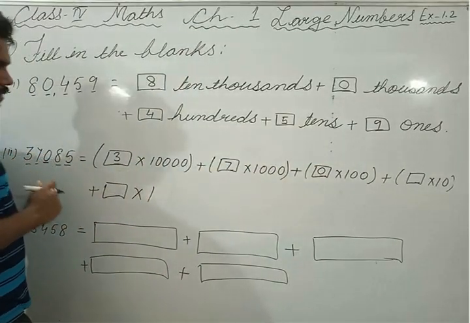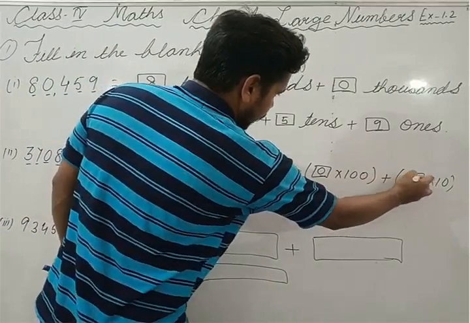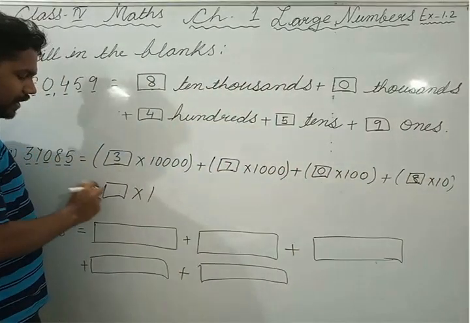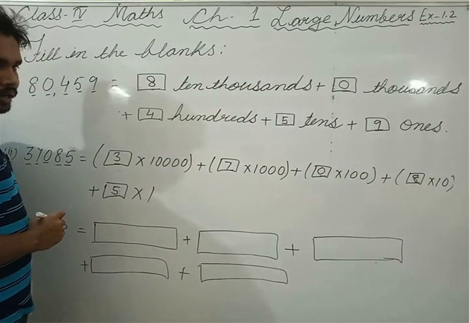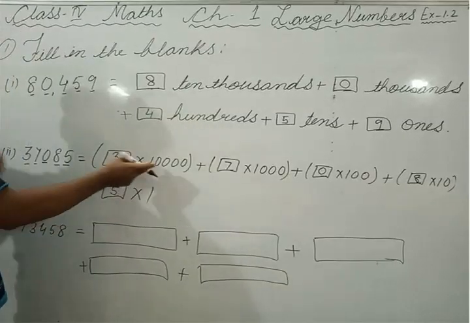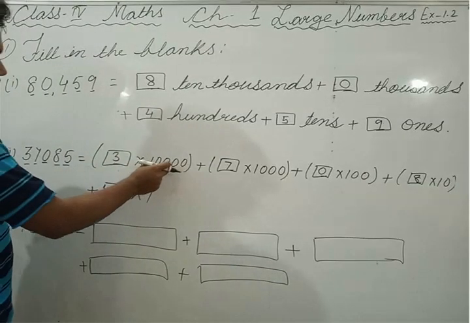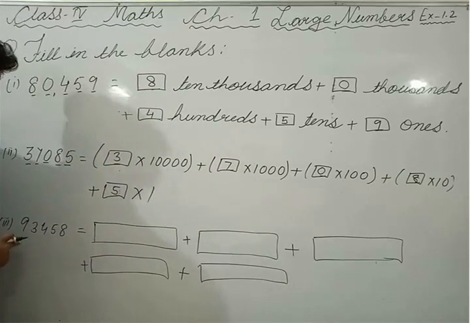Then in the tens place we have 8, so it will be 8. And then in the ones place we have 5, so it will be 5 into 1. So this is also the same thing, but here these words are not given, so you have to write them.